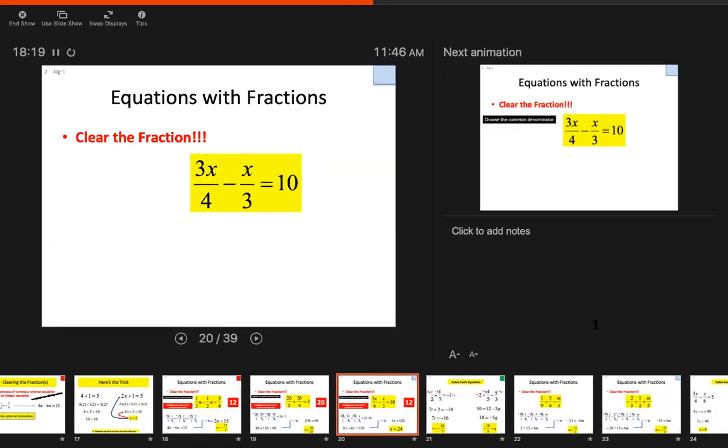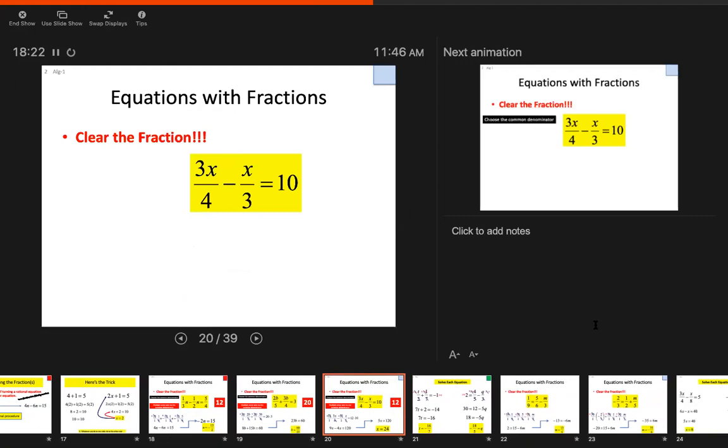All right, let's do one. Box two. This only works with equations or inequalities. Doesn't work with expressions. You don't see an equal sign or greater than or less than, you can't do this. 4 and 3, what's the common denominator? I'm going to multiply everything by 12. The first fraction, the second fraction, and this constant right here.